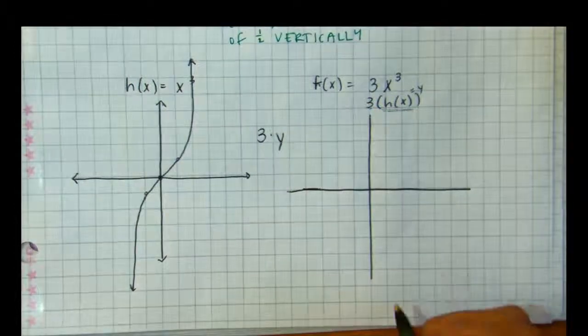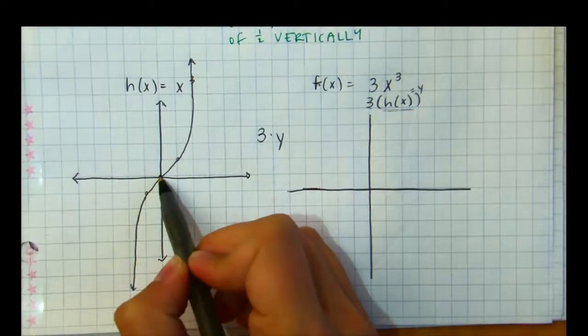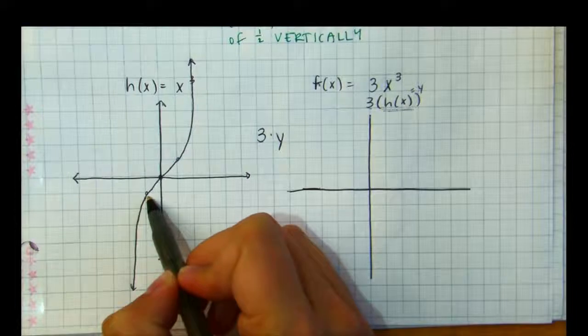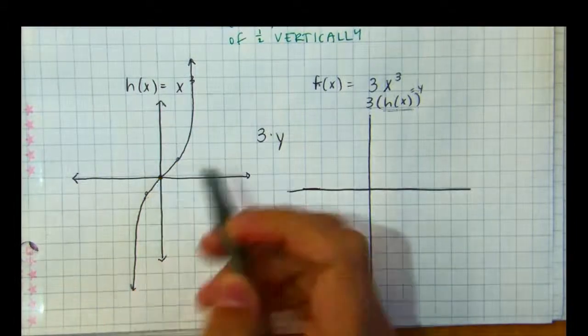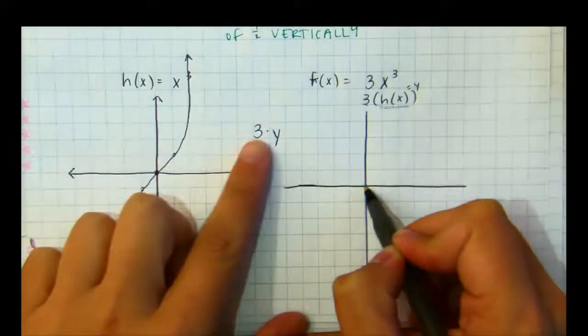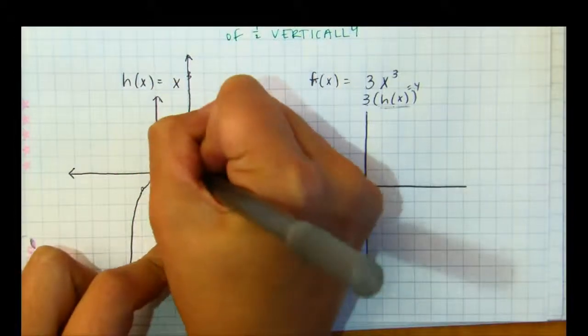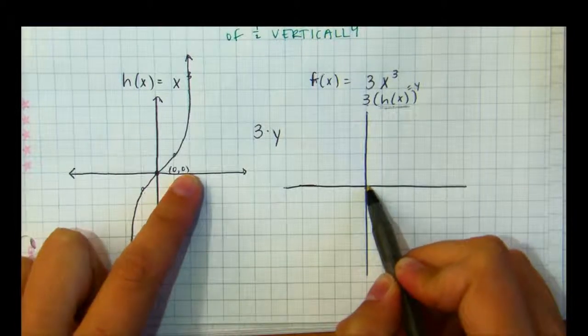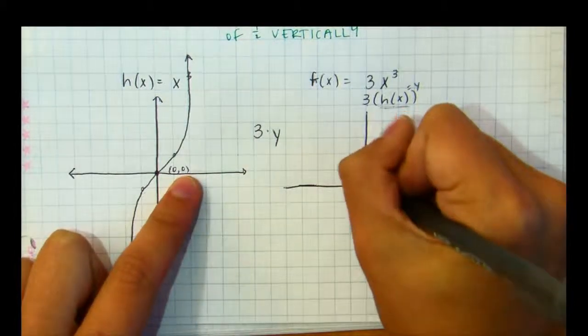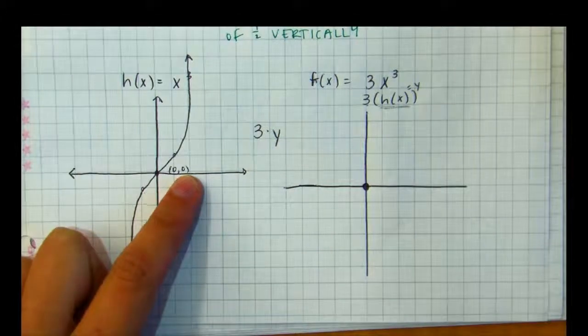So I've got 3 critical points I'm going to look at: (0, 0), (1, 1), and (-1, -1). We'll start at (0, 0). So x stays exactly the same, and I'm taking my y value, my second value, and multiplying it by 3. 3 times 0 just gives me 0. So I'm still going through my origin.